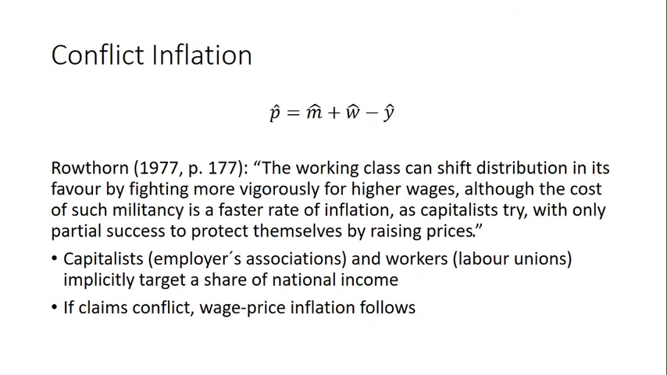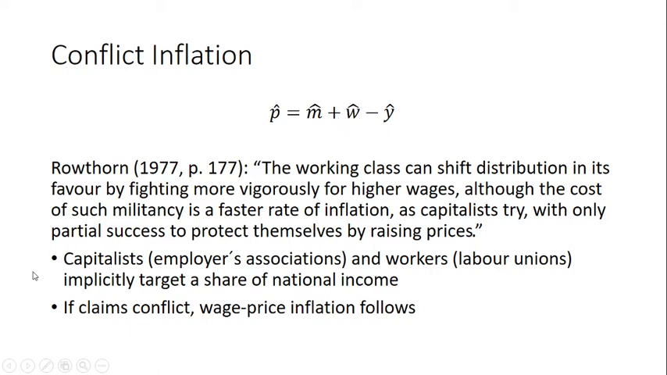Okay, this gives rise, or allows us to see at least, the notion of conflict inflation, which is very important to post-Keynesian economics. Rowthorn put it quite well when he said the working class can shift this distribution in its favor by fighting more vigorously for higher wages, although the cost of such militancy is a faster rate of inflation, as capitalists try, with only partial success, to protect themselves by raising prices. So this is the scenario where wages increase and prices increase at the same rate, such that the real wages of workers at the end of the day may not change much, if at all, depending on the pass-through of the higher wages into higher prices.